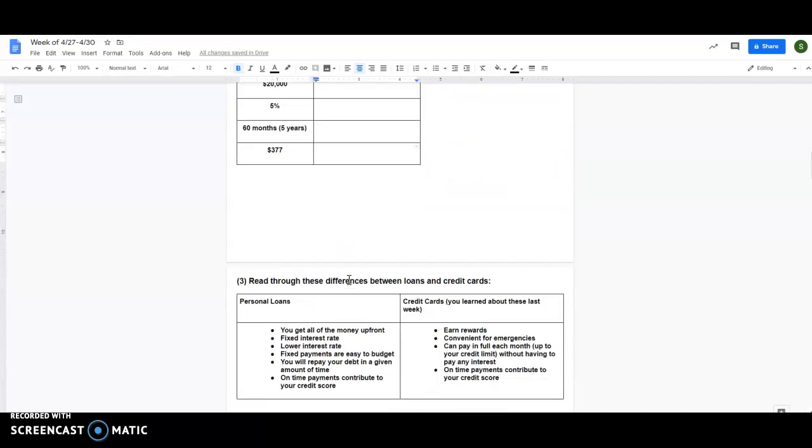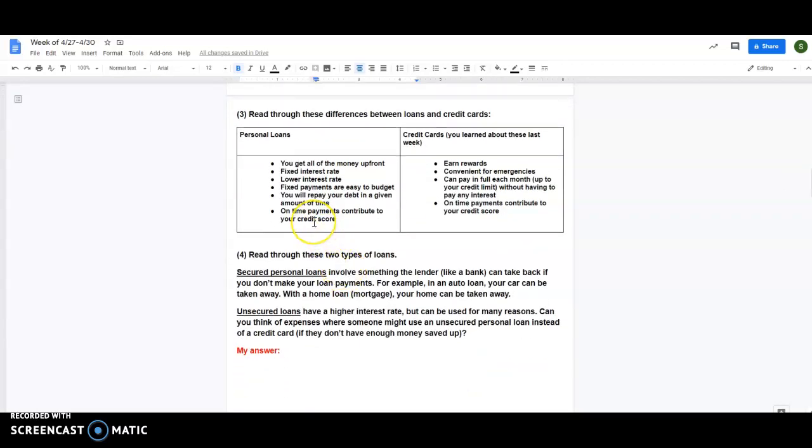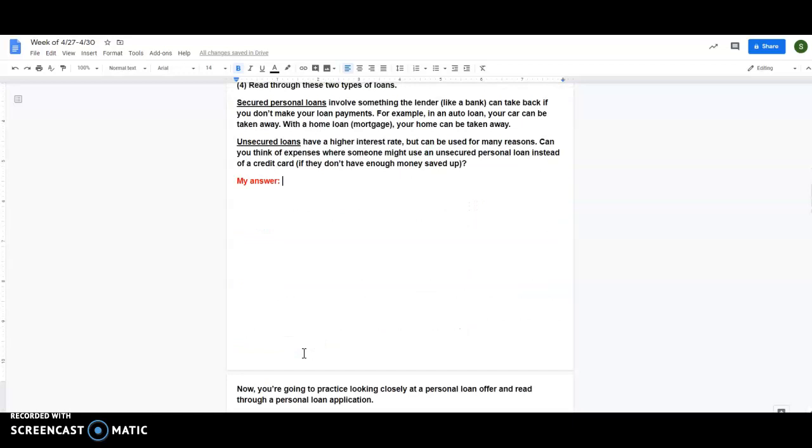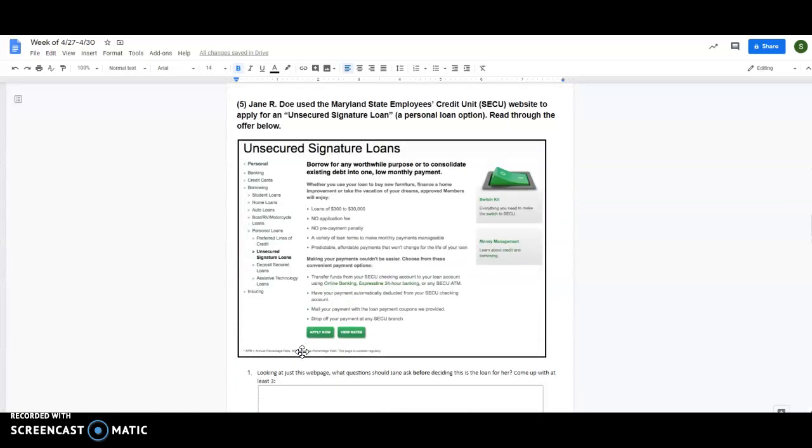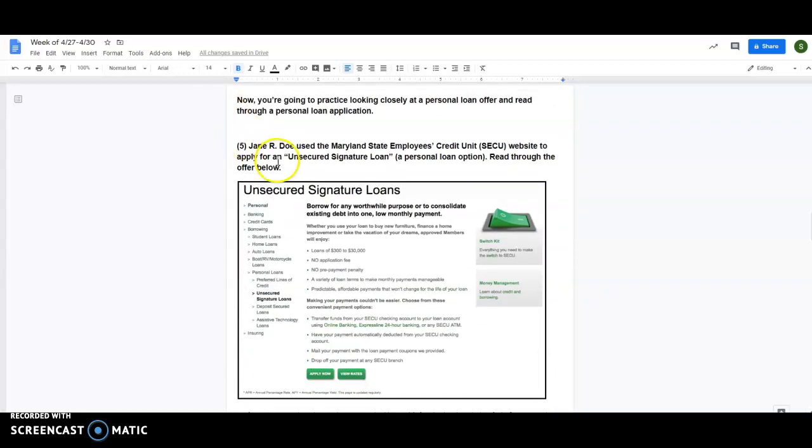It's very short. Next, you're going to read about the differences between credit cards and loans, and then you're going to read about two different types of loans and come up with some examples for why people would get some personal loans. Next, you're going to consider an example.